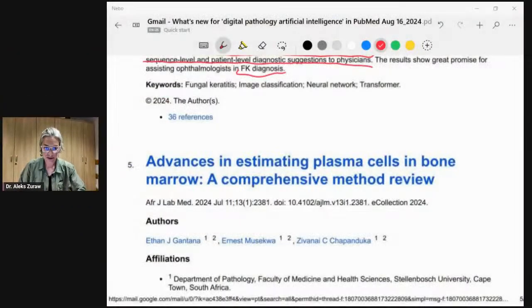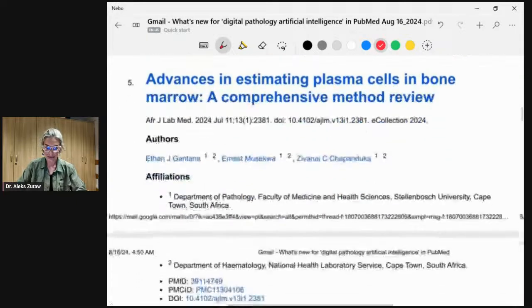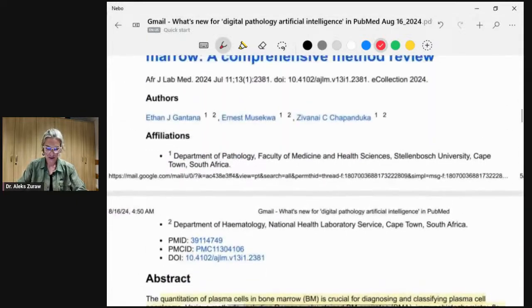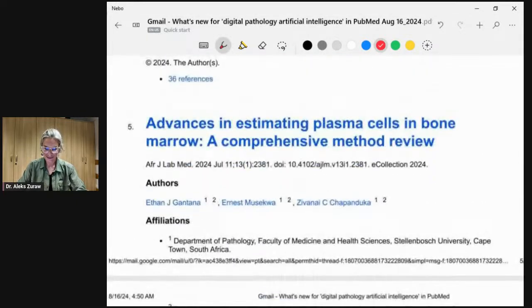Okay, let's go to the other papers. I have too many. I have too many. It was supposed to be a half an hour thing, but I always get 10 and I don't know which one to not discuss.